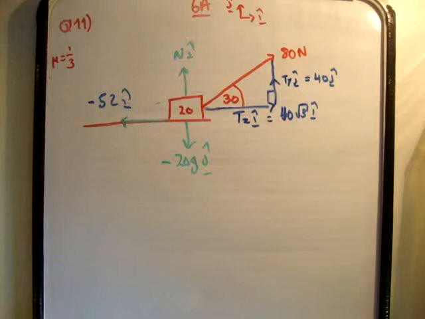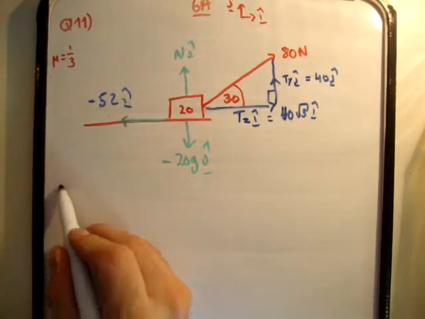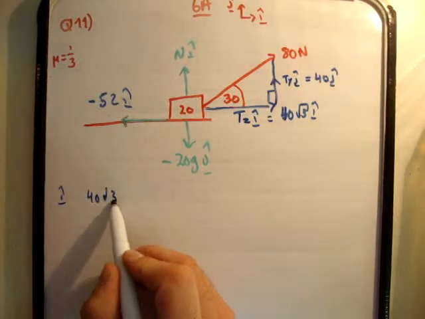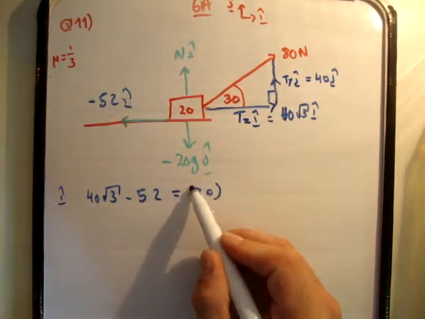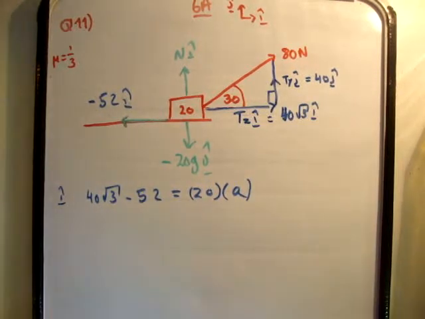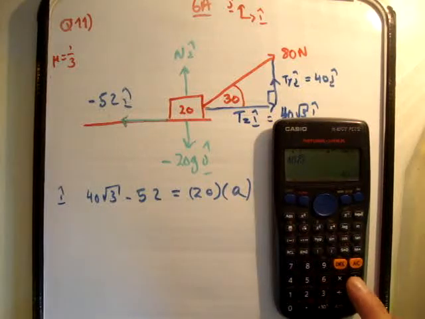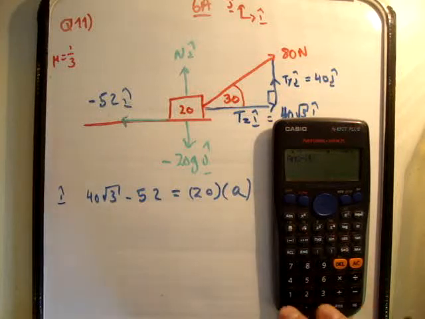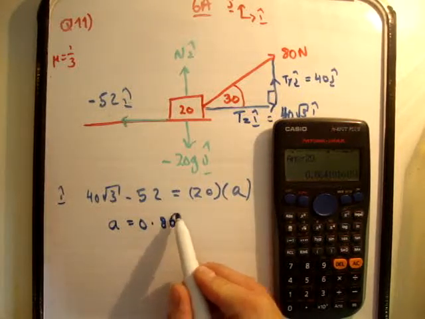Next we're asked to find the acceleration of the particle. So we know it's moving in a positive i hat direction, so let's apply Newton's second law again. We'll find that 40√3 minus 52 is equal to the mass, which is 20, times its acceleration. So let's just work this out. We have 40 times root 3, take away from that 52, and divide that whole thing by 20, and we get an answer of a equal to 0.86 meters per second squared.